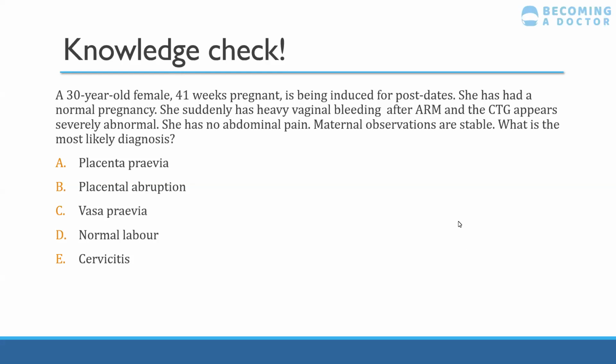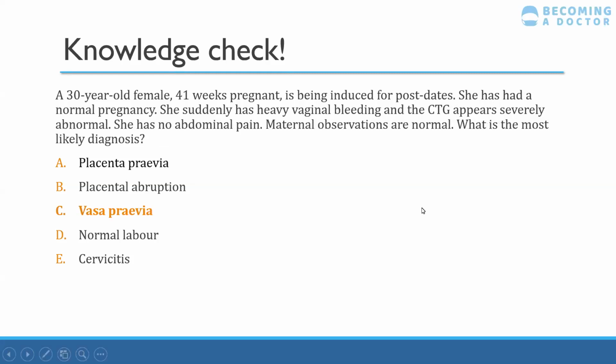So again, most of you went for Vasa Praevia, which is the correct answer. So we'd say Vasa Praevia is the most likely diagnosis because, one, she's being induced, so it would suggest that she might have had an artificial rupture of the membranes.